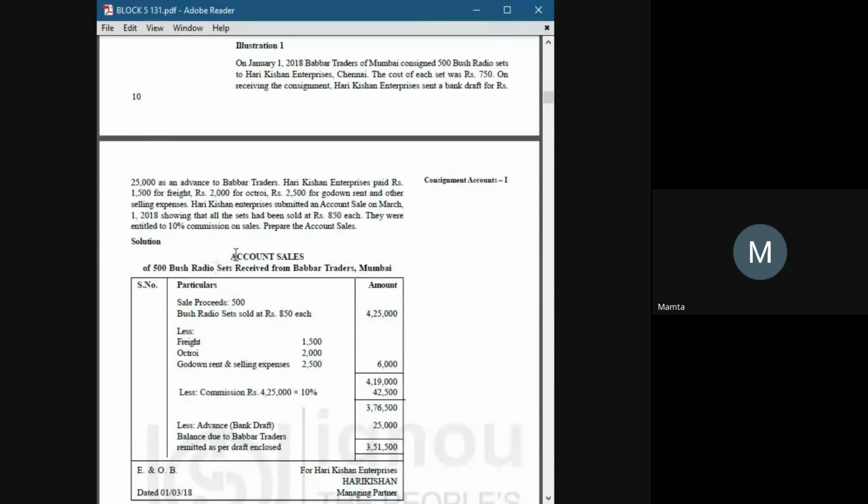This is the account sales for the same. Account sales of 500 Bush radio sets received from Barber Traders, Mumbai, prepared by Hari Krishna Enterprises. Sale proceeds: 500 Bush radio sets sold at rupees 850 each. So the amount comes to 4 lakh 25,000.